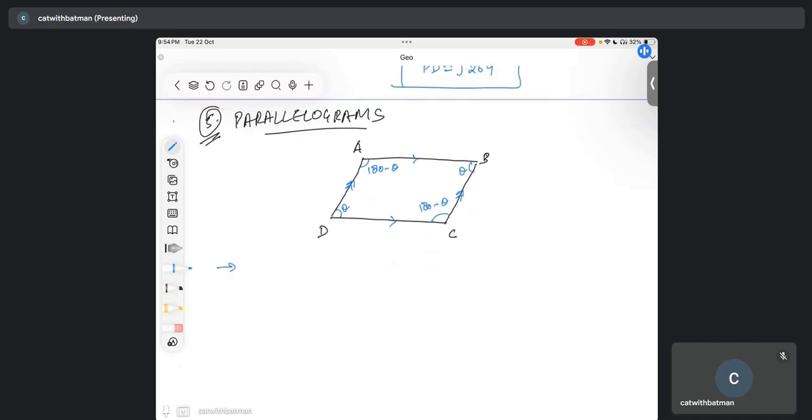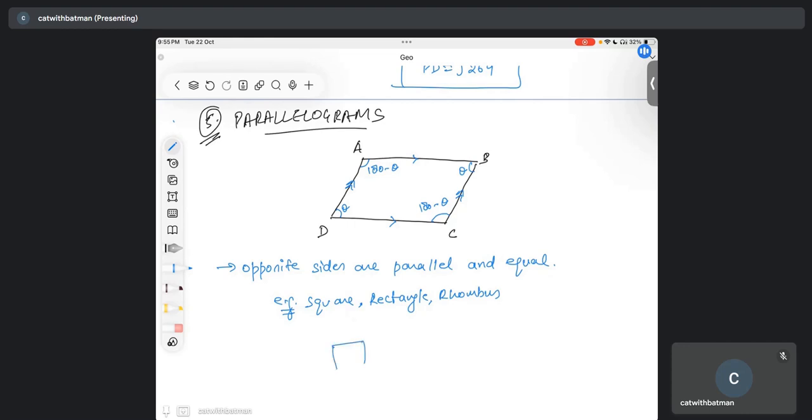I will write it down here also. Opposite sides are parallel and equal. If you want to know the examples of parallelogram, then look at a square, rectangle, or a rhombus. Right? These are all part of the parallelogram family only.